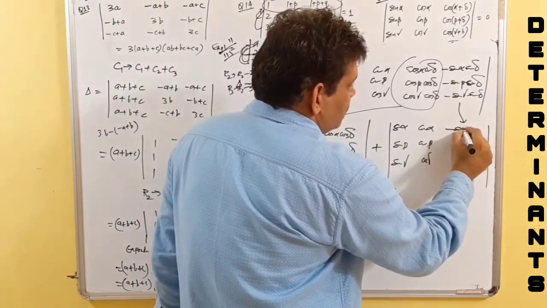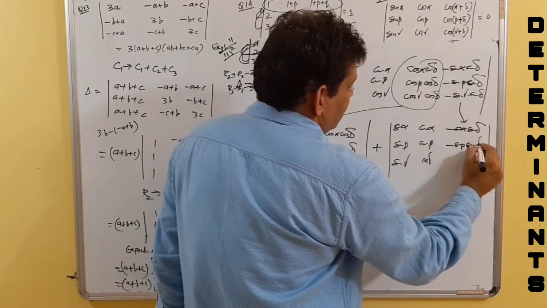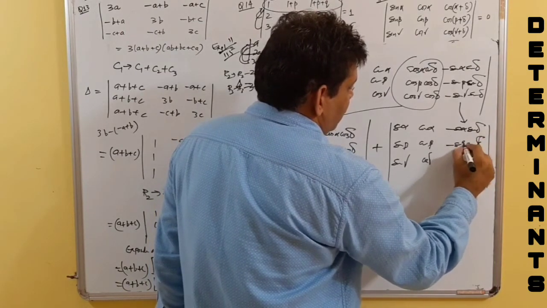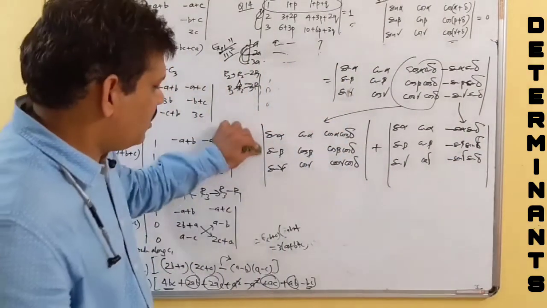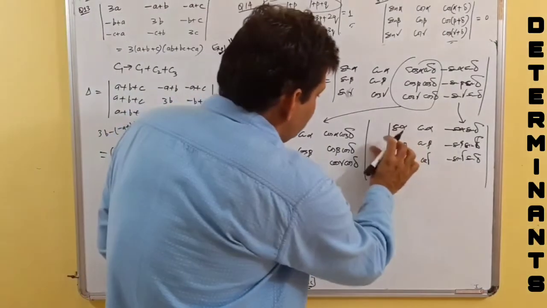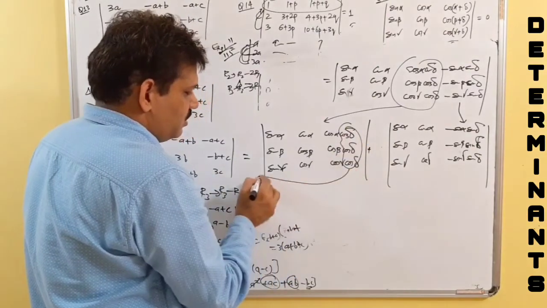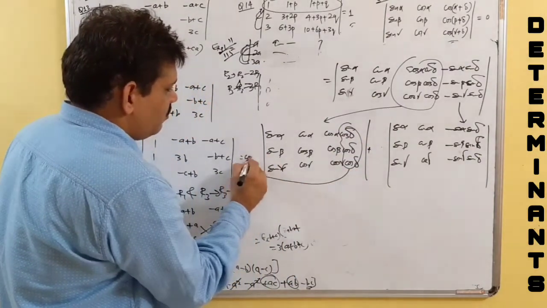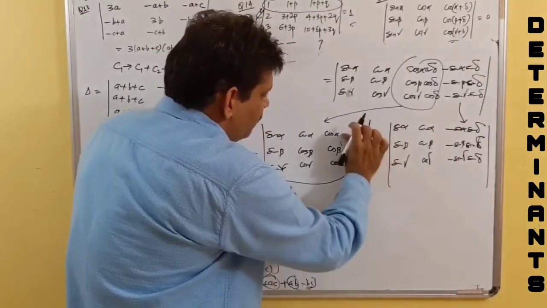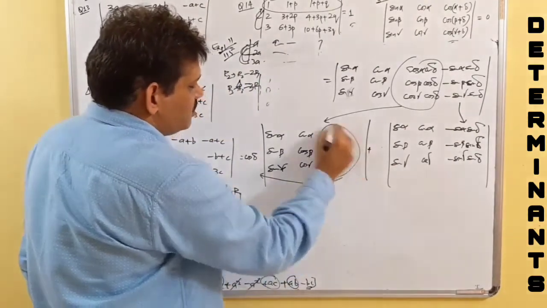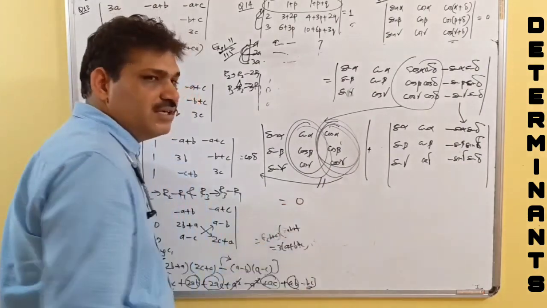Similarly, minus sin alpha, sin gamma, minus sin beta, sin delta, minus sin gamma, sin delta. Now in the next step, I am writing it here only. In the next step, what you can do is take cos delta common from C3. As soon as you take cos delta common, what you find is cos alpha, cos beta, cos gamma, these two columns are identical, so the value of this determinant is 0.